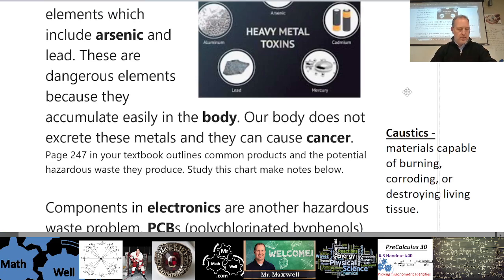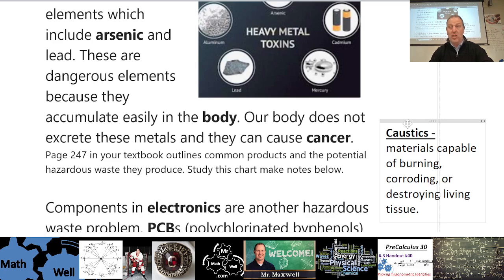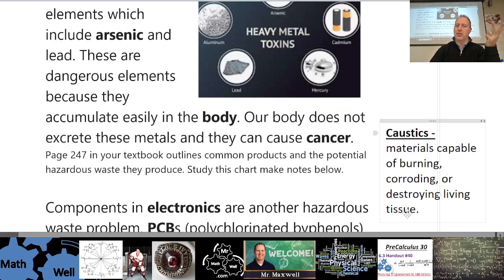Okay, just a note here. In that chart, you will see that oil, gasoline, and other petroleum products produce oils, phenols, organic compounds, heavy metals, ammonia, salts, acids, and caustics. Caustics is not a word that you see very often. Caustics are materials capable of burning, corroding, or destroying living tissue. All these sorts of nasty chemicals can burn your skin, corrode it, and overall just singe or destroy your skin tissue. That's what a caustic is: capable of burning, corroding, or destroying living tissue.